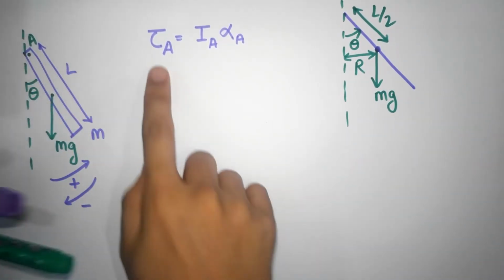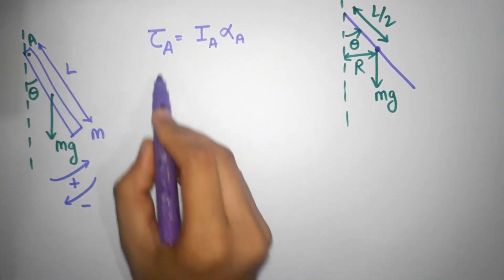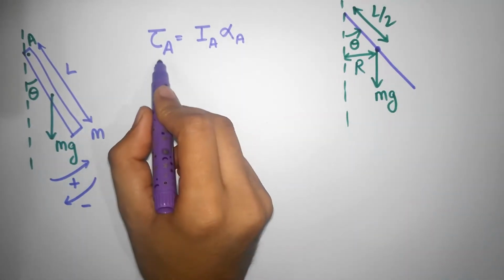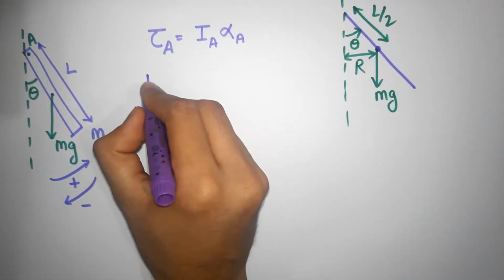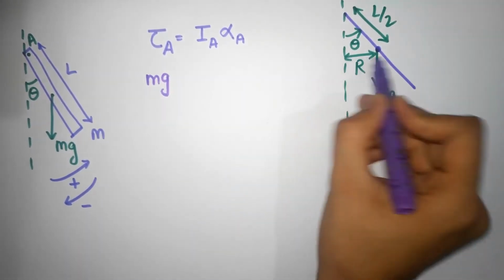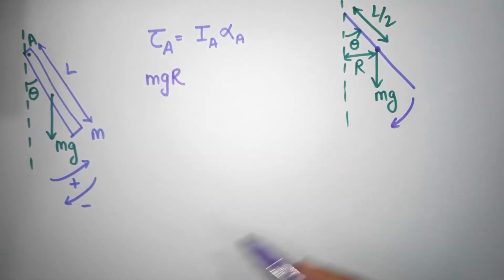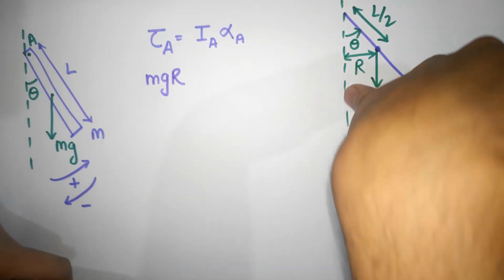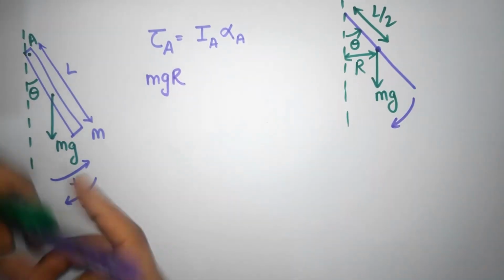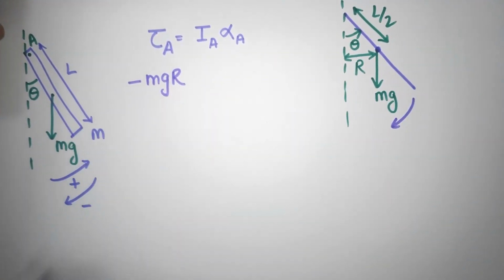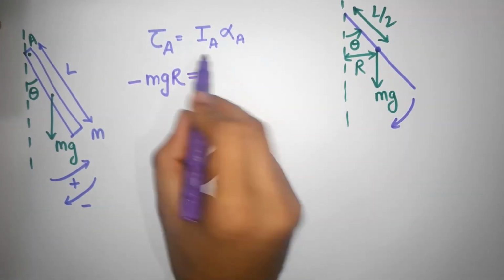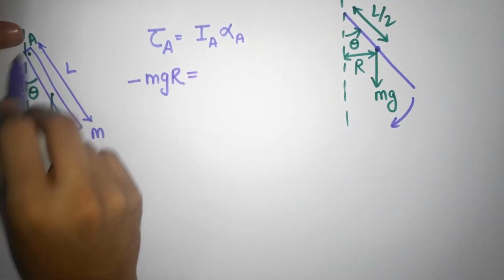Okay, anyways, so torque is going to be force mg multiplied by this perpendicular distance r, and notice that torque is clockwise. Can you see that? Torque is this way, clockwise, and clockwise is negative, so I have to put a minus sign over here. That should be equal to the moment of inertia of a ruler relative to the point A.